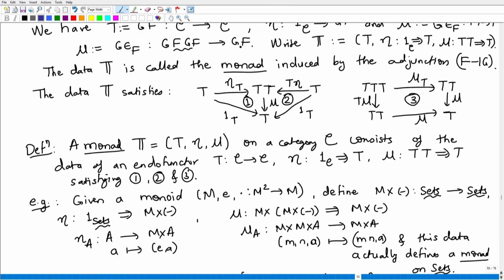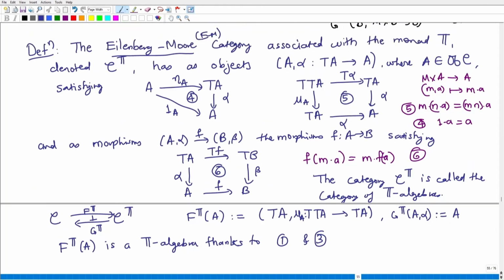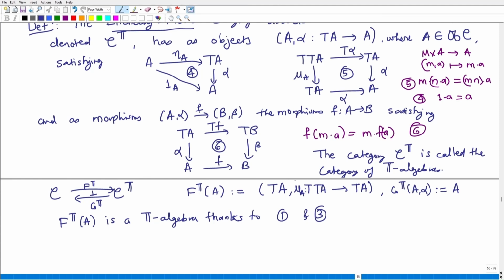So what happened to triangle 2? Triangle 2 we haven't used here. We just need that 1 dot A is equal to A. What about A dot 1 being equal to A? Do you ever define A dot 1 in monoid action or group action? No. Because it's just the left action. Okay. Yeah, so it's just a left action, so we don't need that. So FT of A is a T-algebra thanks to 1 and 3. Yeah, I mean 4 and 5 are just 1 and 3.